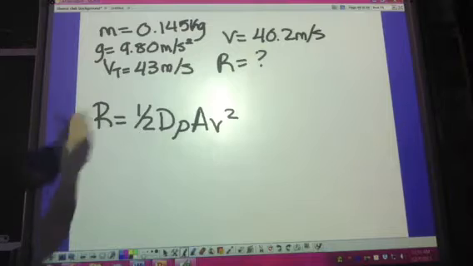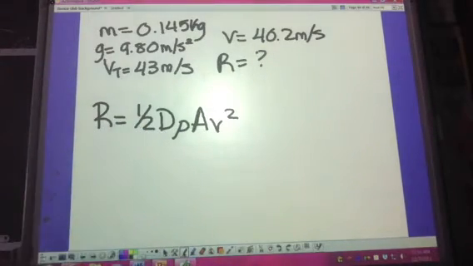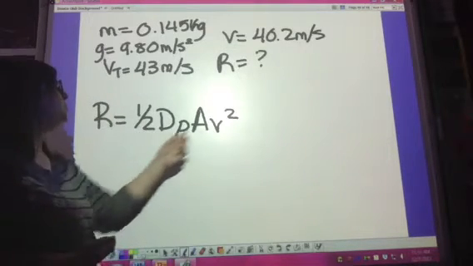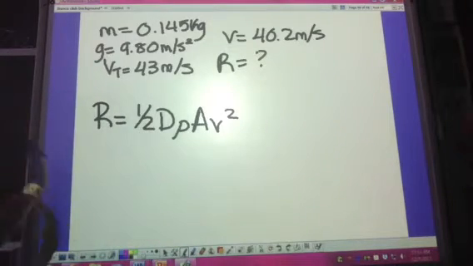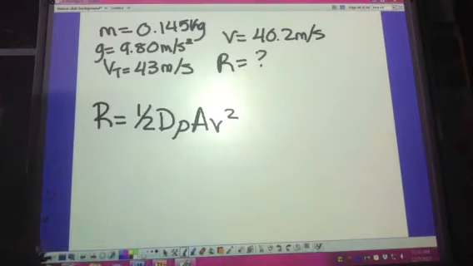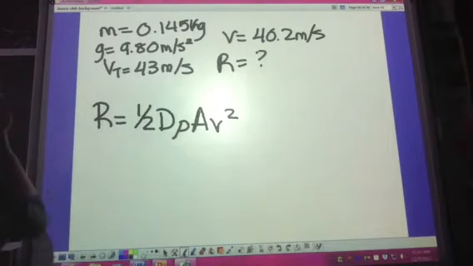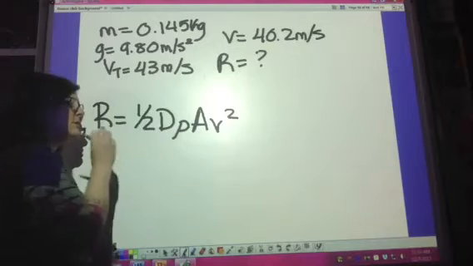Okay, so we're trying to find the resistive force, and we know that this is our equation. But again, we're kind of stuck because we don't know the drag coefficient. They didn't give us the cross-sectional area for this baseball, for this object. And I don't know density. I could probably find the density of air, but it still doesn't help me because I don't know this and I don't know this. So let's try to substitute in some variables where maybe we could cancel some things out. That's my goal.